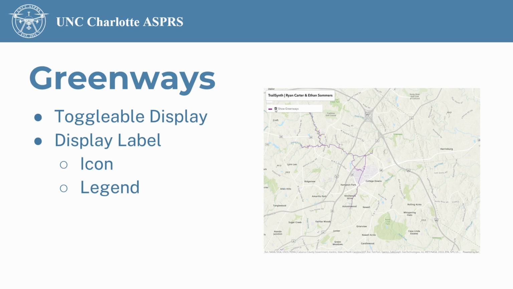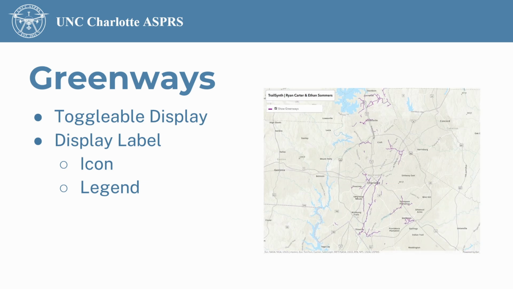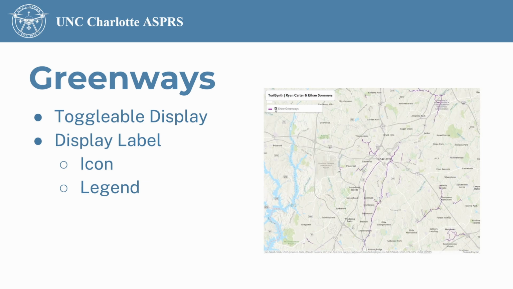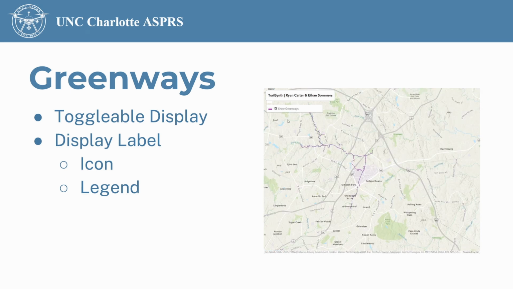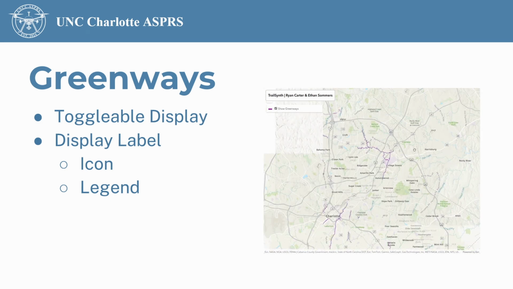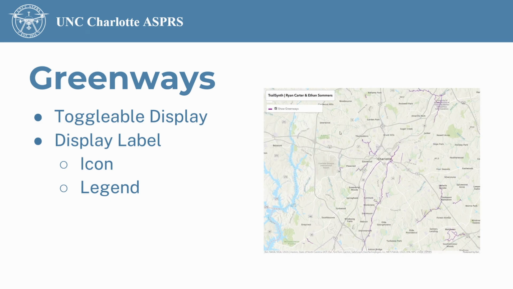So how does this actually work in display? This is our greenways layer. You can see in the upper left-hand corner, we have our legend, and it has our display label with the icon, and it's toggleable. So you can see it at this scale, this is the university, and you can also see it at the city scale. This is our entire greenway network, able to be turned off and on with the click of a button.